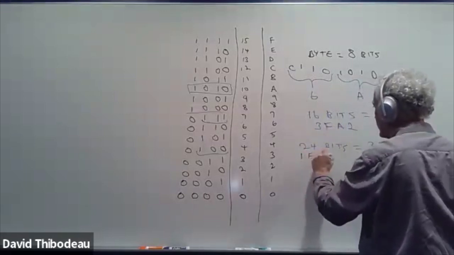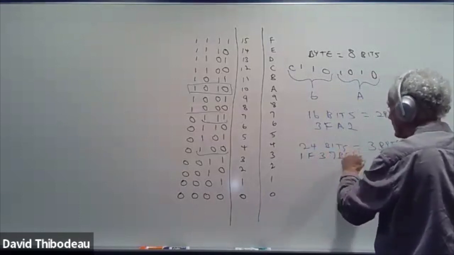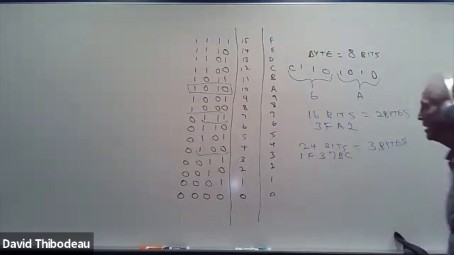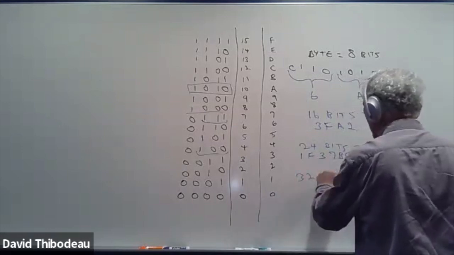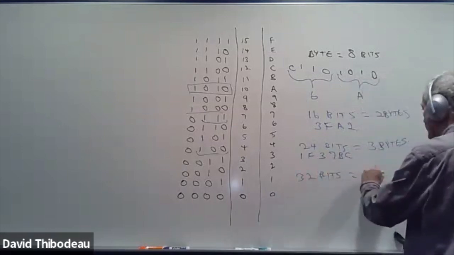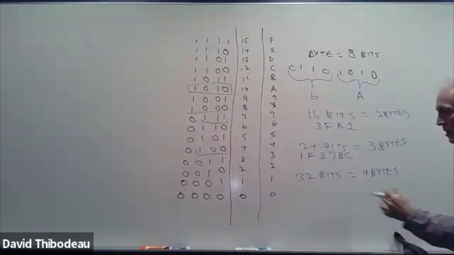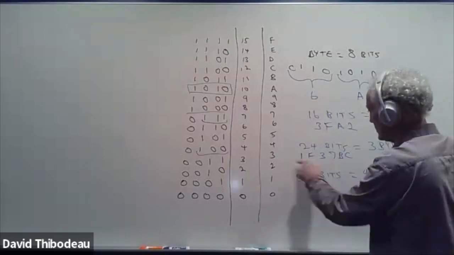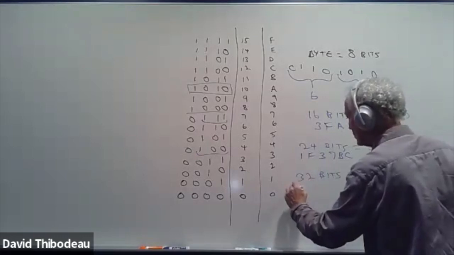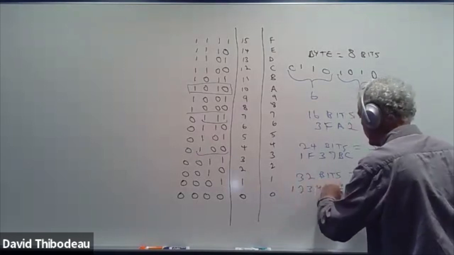1, F, 3, 7, B, C. 1, 2, 3, 4, 5, 6. So that would be a 24-bit number in hex. And then one more is 32 bits. So this is 4 bytes long. It's good to know about bytes because a lot of the communications protocols use bytes. So this is 6, it'd be 7, 8. So 2 more. 1, 2, 3, 4, 5, 6, 7, 8.